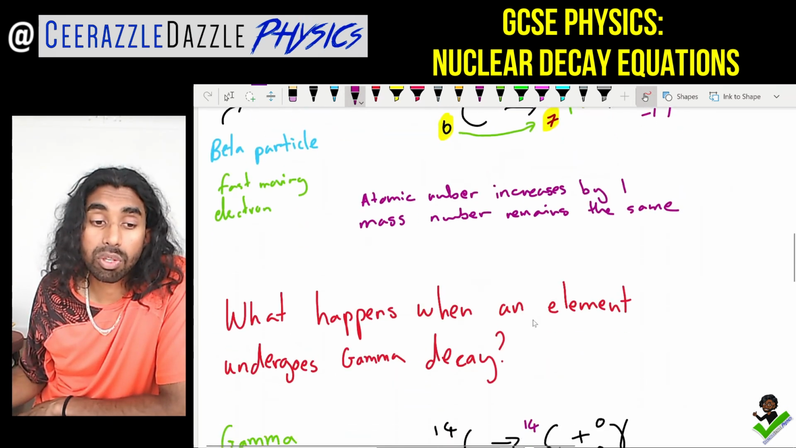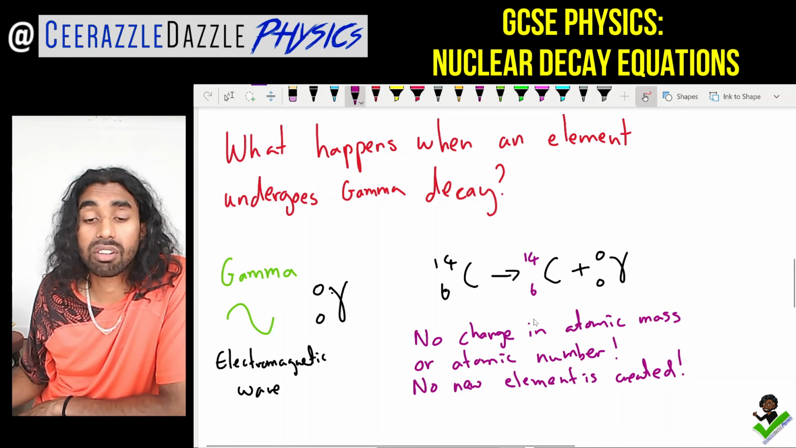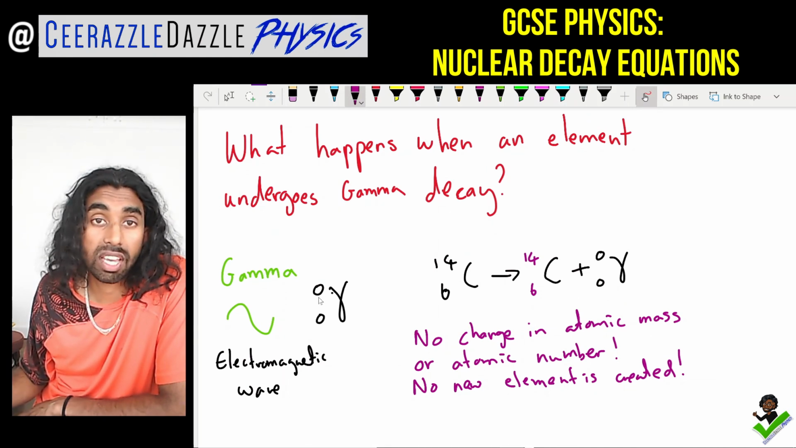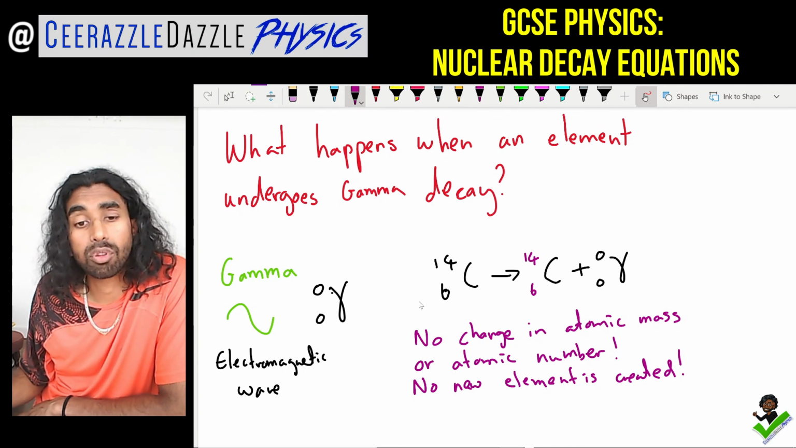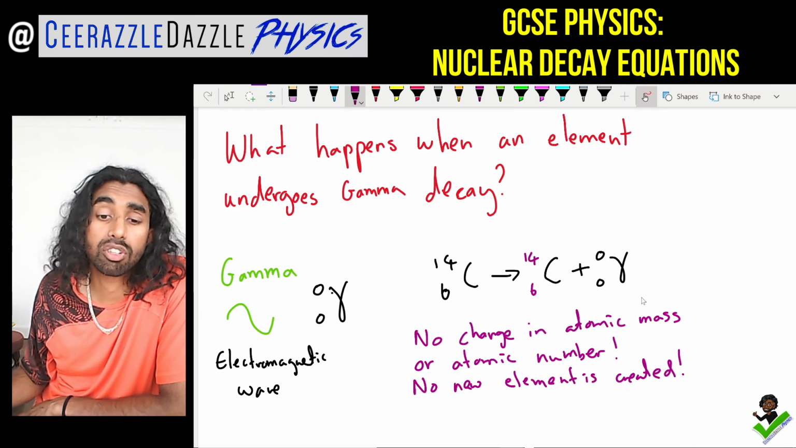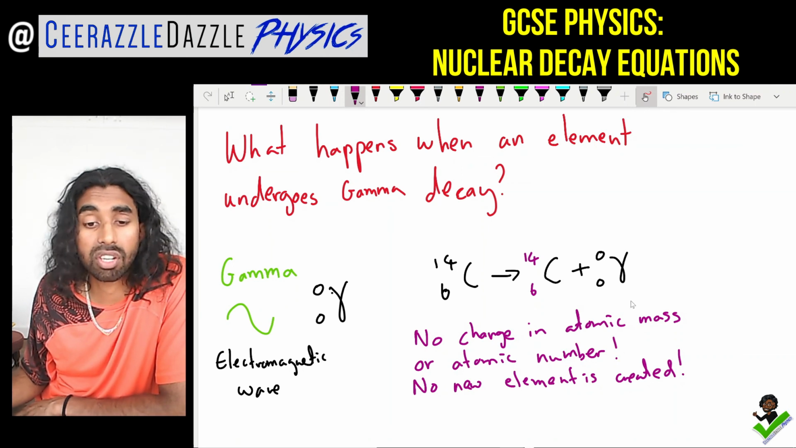Then scrolling down, we talked about gamma decay. So look, in gamma decay, it's 0, 0, there's no charge, nor is there any atomic number, and therefore there's no change for the element. So it looks like this, it remains the same as before. There is no change in atomic mass or atomic number, and therefore no new element is created.